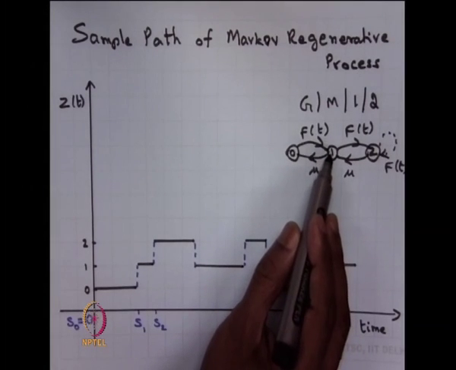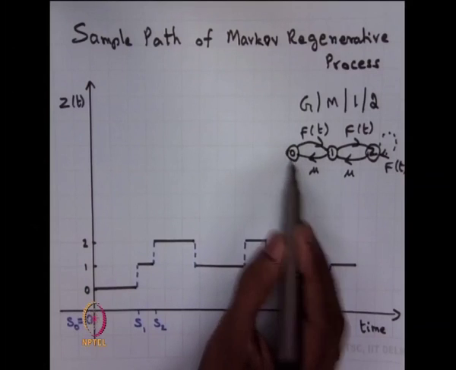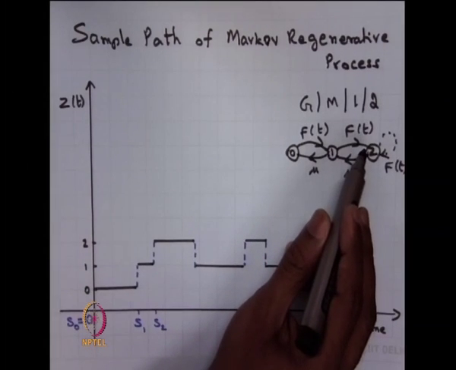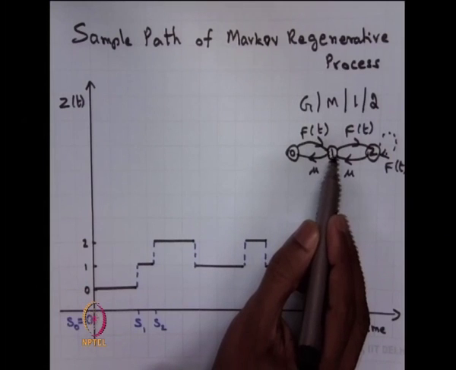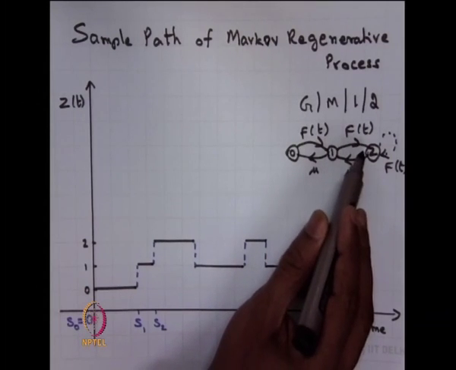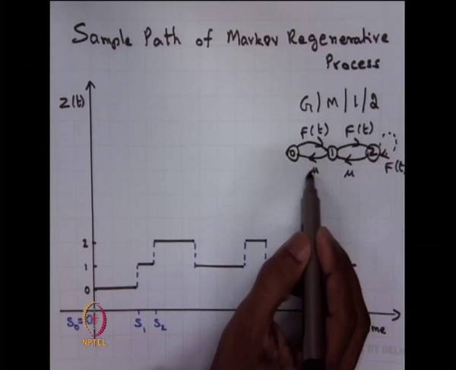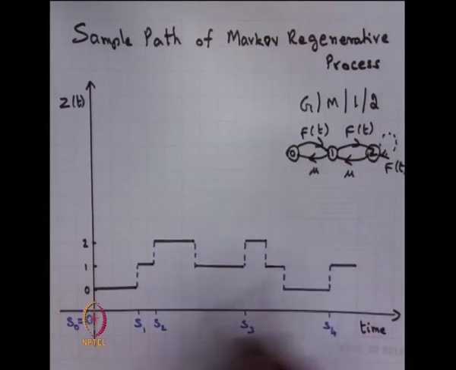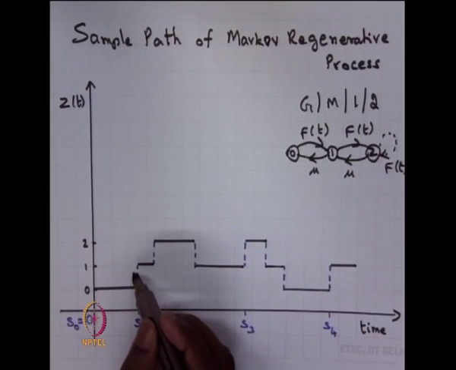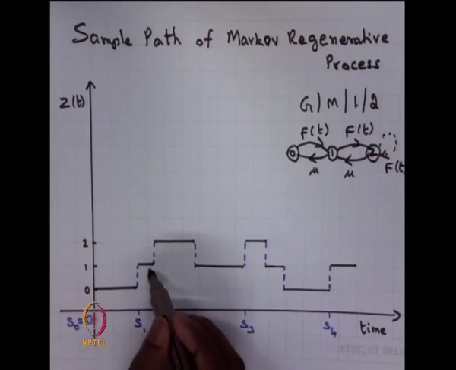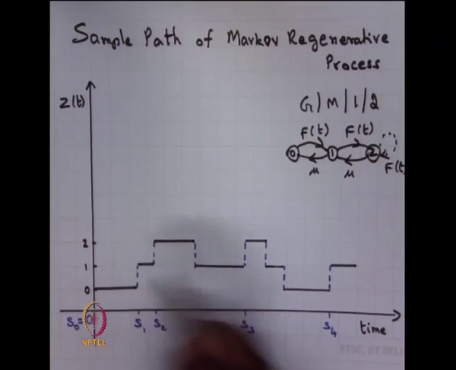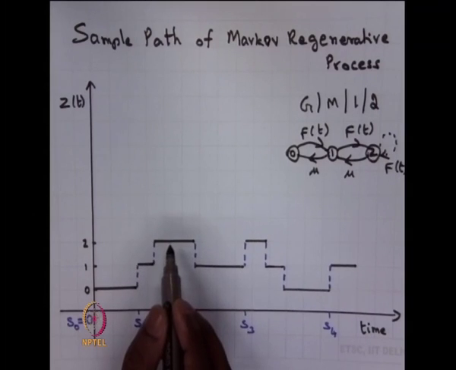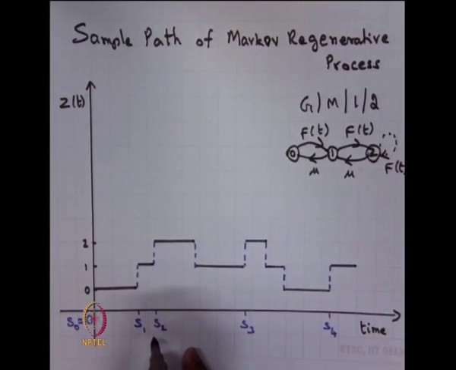Now, there are two possibilities. Either the service would have been completed before the next arrival, or the next arrival occurs first, before the service completion of the first customer who is under service. So suppose you assume that the second arrival occurs first, before the service completion of the first customer. Therefore, the system moves to state 2 at the time point S2.